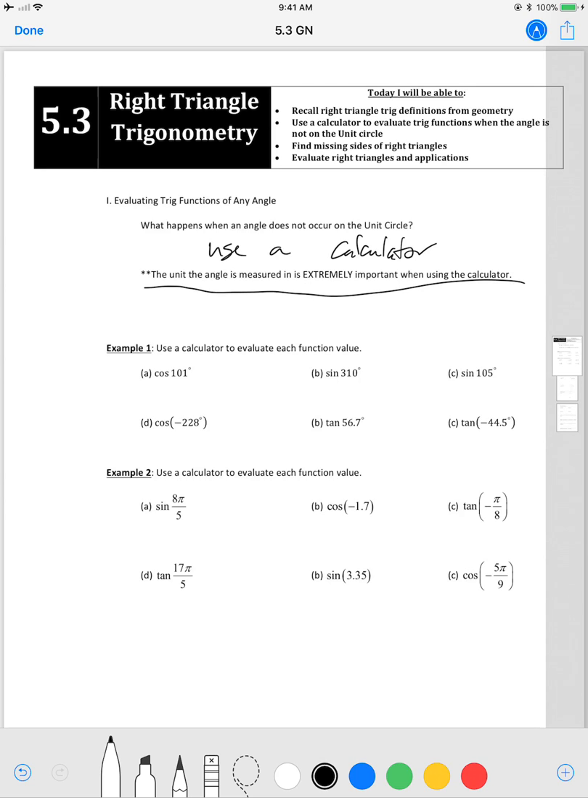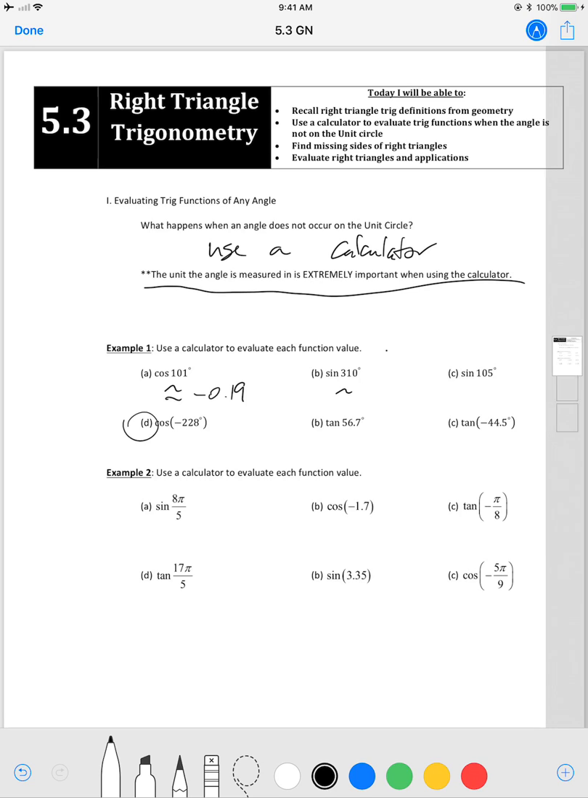All right, so let's take a look. Use a calculator to evaluate each function value. If I see the degree symbol here, then I'm in degrees. If I don't see it, then I'm in radians. So for example 1, these 6 problems, it looks like I'm in degrees for all of them. You're going to do letter D on your own. But the rest, we're just going to make sure we're in degree mode. And once we are, it's just plugging it in. Cosine of 101 degrees. Here I'm going to ask you to round to 2 decimal places. We will always specify what we want you to round to.